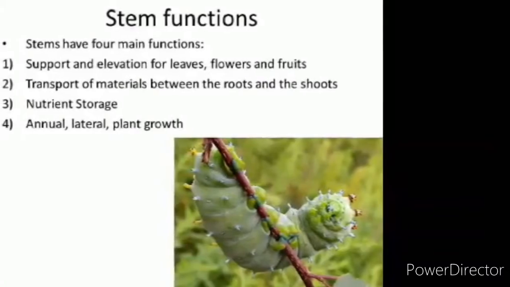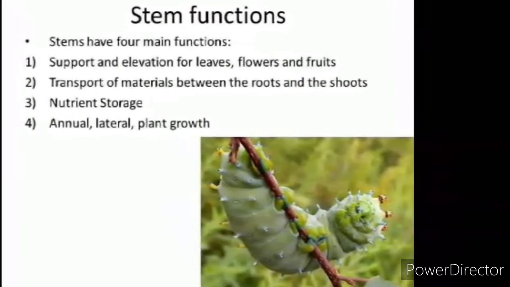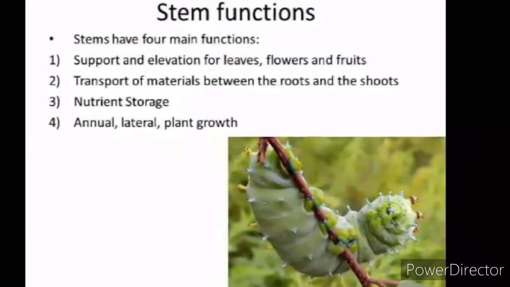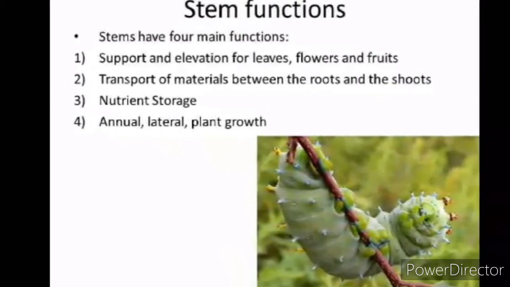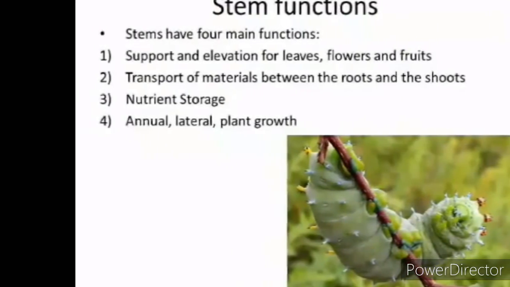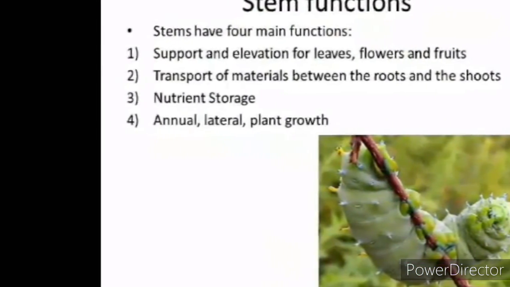Stem functions. Stems have four main functions. First, support and elevation for leaves, flowers, and fruits. Second, transport of materials between the roots and the shoots. Third, nutrient storage. Fourth, annual lateral plant growth.